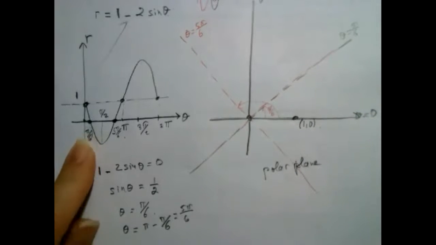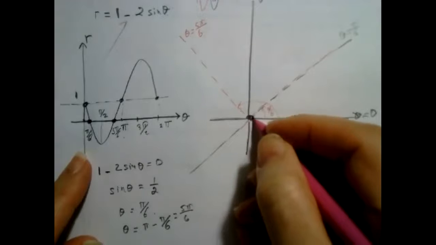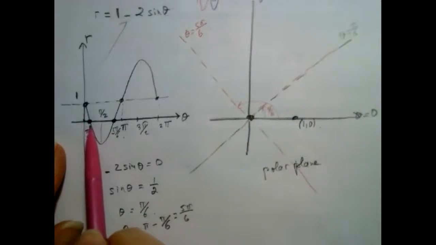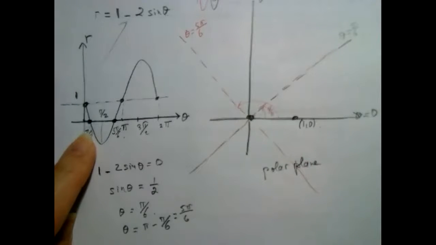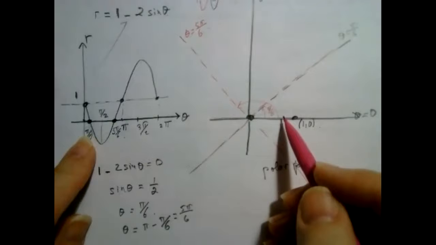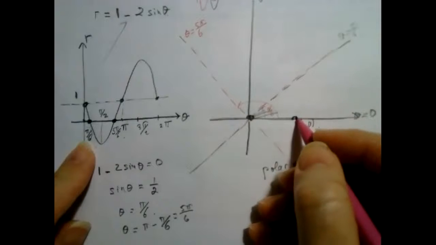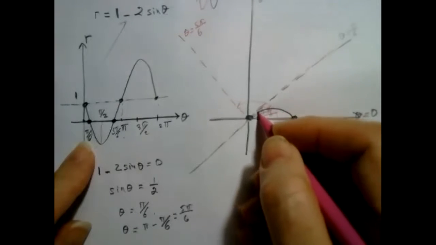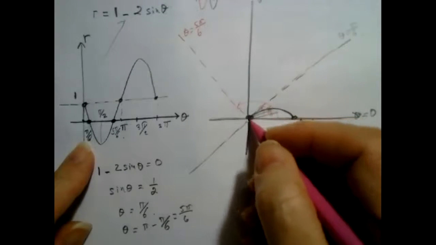Then what is r at pi over 6? Immediately, r is 0. But what's happening between 0 and pi over 6? When theta takes a value between 0 and pi over 6, what is r doing? Quickly now. Increasing, decreasing? Positive, negative? These are the answers I want. Is it 0? Yeah, but what is it doing? It's decreasing. So r is here, and then it is decreasing up to pi over 6. That's the graph up to here.